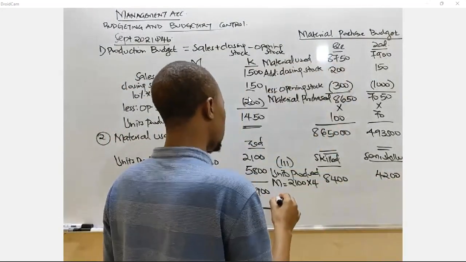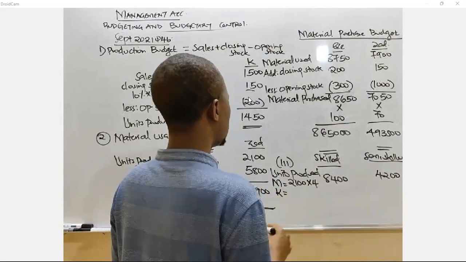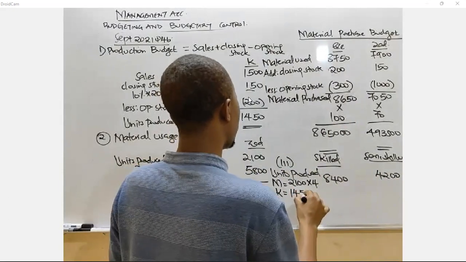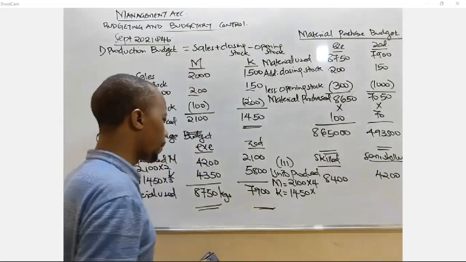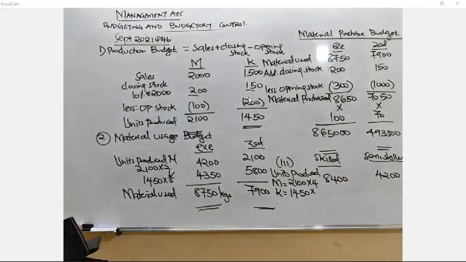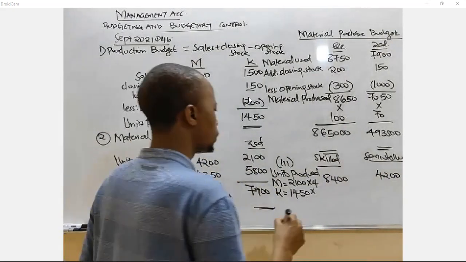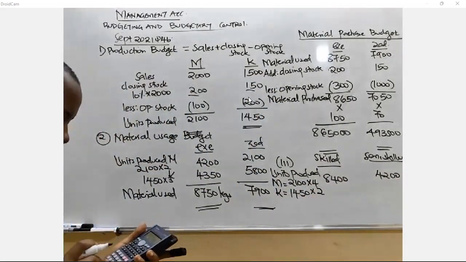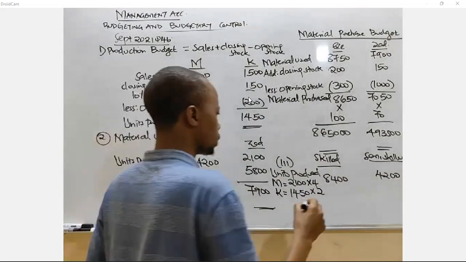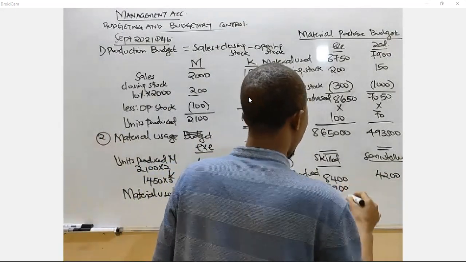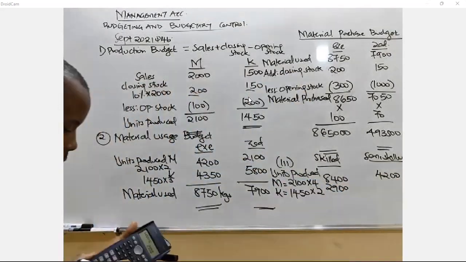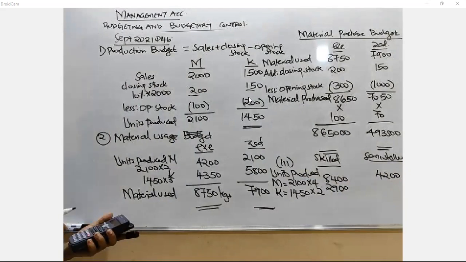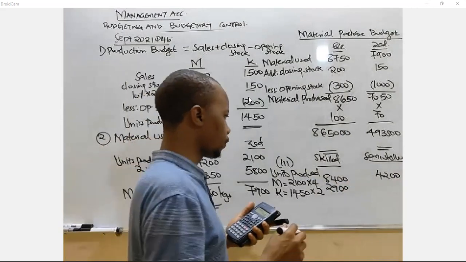Now, when you look at the other one, which is K, we are producing 1450. You multiply by the requirement for the skills. The first one will be 2. So 1450 times 2, we get 2900. What about the other one? I can see it is 5. So 1450 times 5, getting 7250 here.